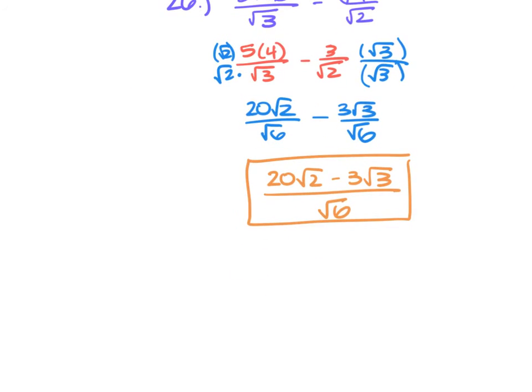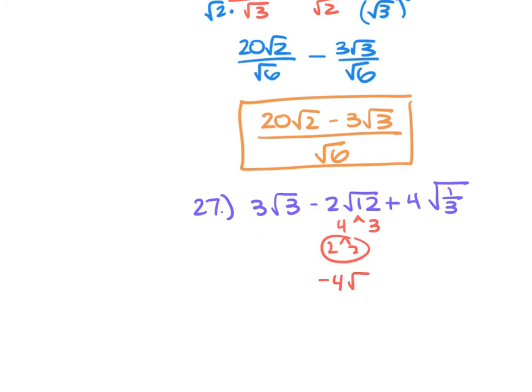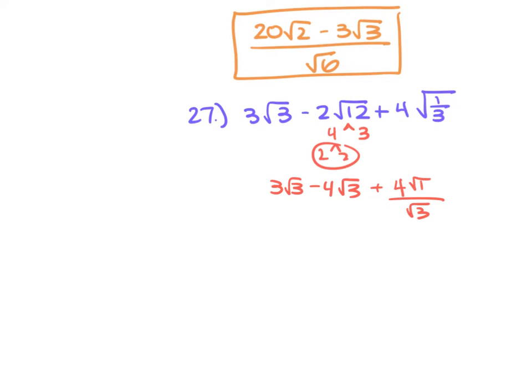For 27, we have 3 square root 3 minus 2 square root 12 plus 4 square root 1/3. Alright, so with this one, I would like to simplify that 2 square root 12 first. That 12 is 4 and 3. The 4 is 2 and 2. So 2 times 2 is negative 4 square root 3 for that one. So with this, I'm going to combine those two first numbers. The 3 minus the 4 is going to give us a negative square root 3 over 1 plus 4 square root 1 over square root 3.